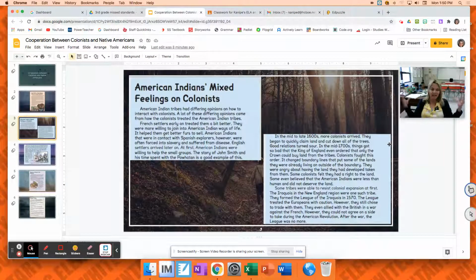They claimed the land that the natives had lived on for thousands of years and said, it's ours. And then they cut down all the trees, which not only took away their homes, but the homes of the animals they hunted. It says, good relations turned sour. The natives did not like the white man anymore.